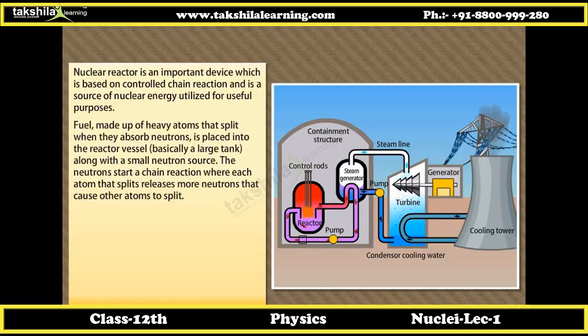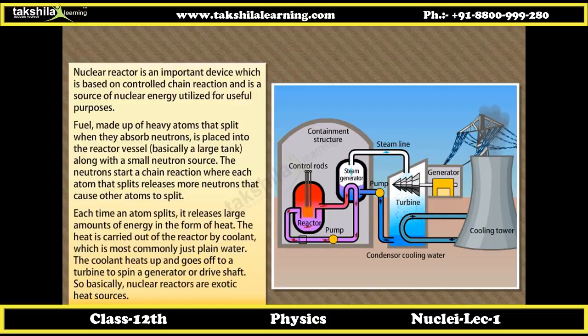Fuel made up of heavy atoms that split when they absorb neutrons is placed into the reactor vessel, basically a large tank, along with a small neutron source. The neutrons start a chain reaction where each atom that splits releases more neutrons that cause other atoms to split. Each time an atom splits, it releases a large amount of energy in the form of heat.